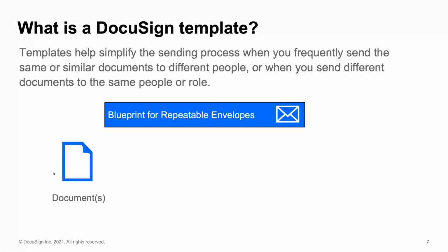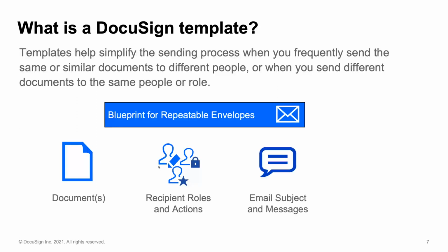Inside of a template, you can store specific documents, recipient roles and actions, customized email subject and email messaging, and last but not least, all of those fields on your document. So by pre-packaging all of this into a template, when you go to use that template, all you'll need to do is plug in the names and emails of your specific recipients, and then the rest is ready to go. So it will drastically cut down on the time it takes to send an envelope.